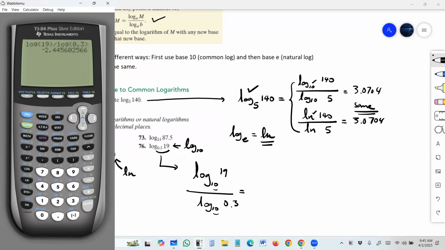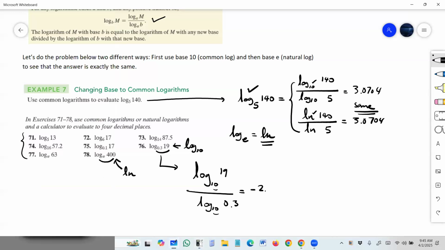And we get the value negative 2.44. Negative 2.44 approximately. And that's my answer. I'm done. There's nothing else to do here.